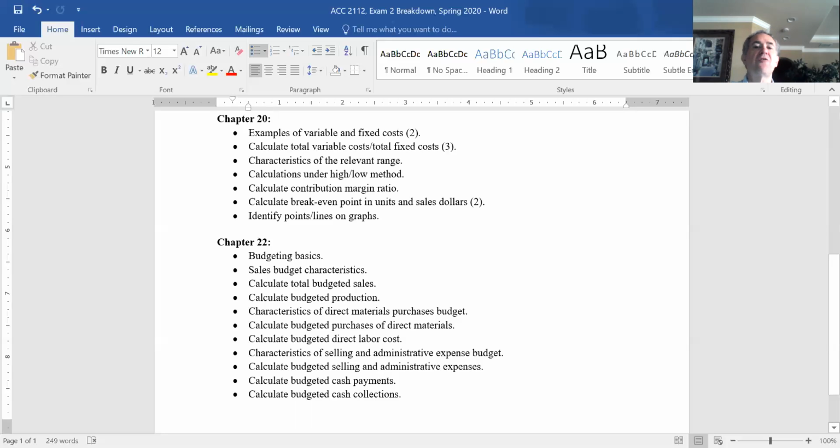Then calculations under the high-low method. This will be very similar to the example in class, so do go back over it. From the high-low method, we calculate an equation for total cost. Once we have that equation, we can substitute in any number of units we would like.